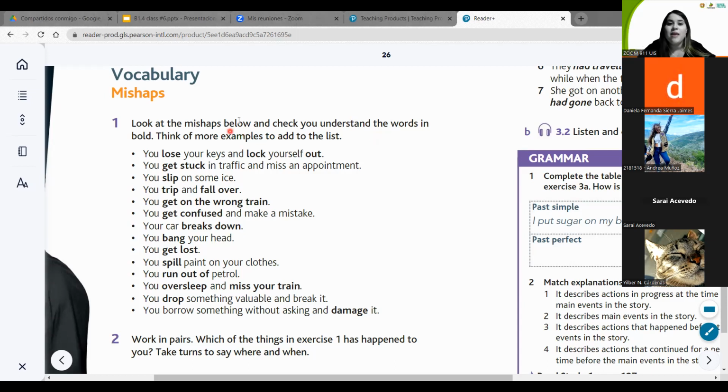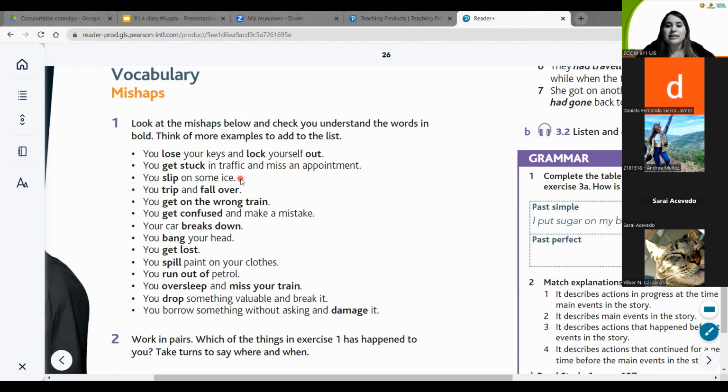It's impossible. Okay. The second one: you get stuck in traffic and miss an appointment. Has it ever happened to you guys? Get stuck in traffic and miss an appointment or miss a flight? Yes, teacher. It hasn't happened to me, but it's horrible. I'm sure it is.